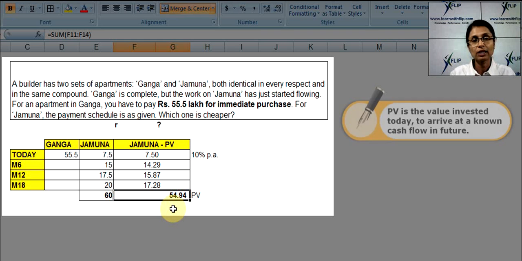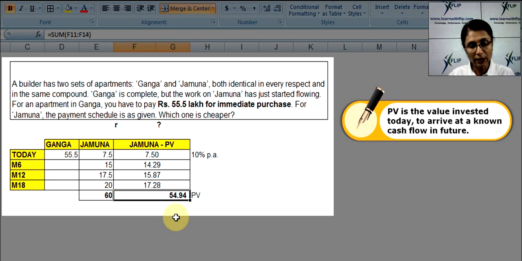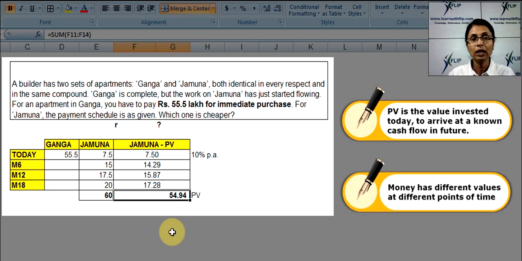So we've learned two important lessons. One is that present value is the value which is invested today to arrive at a known cash flow in the future, and we calculate it by dividing by 1 plus r raised to t. And second, and that will lead us to our next concept, which is NPV, that money at different points of time has different values.